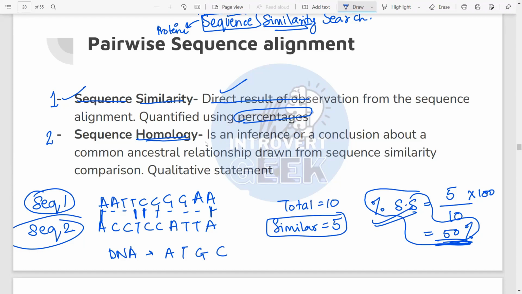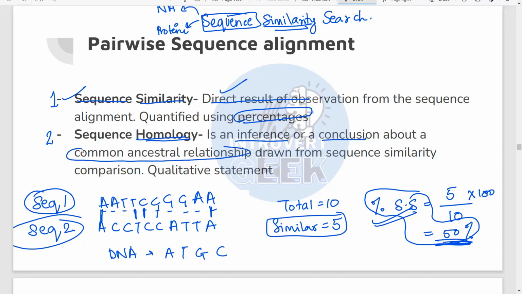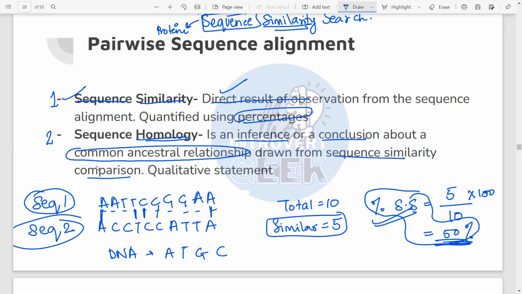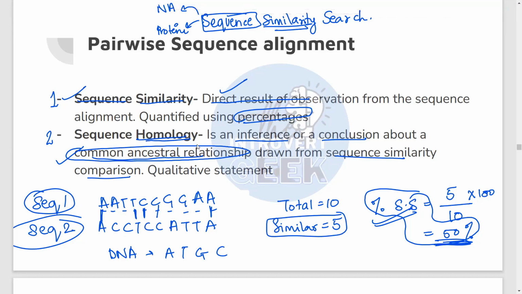Sequence homology is an inference or a conclusion about a common ancestral relationship. Whenever we say something is homologous, we say that maybe these two sequences or these two organisms have come from a common ancestor, right? So you can say two sequences are homologous after you look at the sequence similarity. Sequence similarity data can be compared to conclude if a particular sequence has a common ancestral relationship or not. Now, sequence homology is purely qualitative.